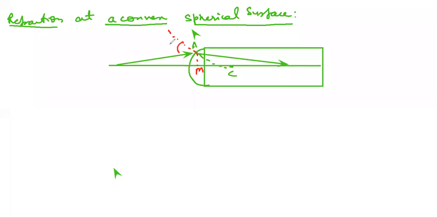This is your angle of incidence I. This is your angle of reflection R. This is your radius of curvature. This is U, the object distance. This is your V, starting from here to here, the image distance. The refractive index of this medium is N2 and this medium is N1.